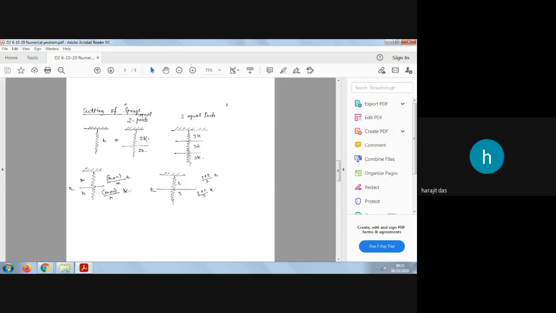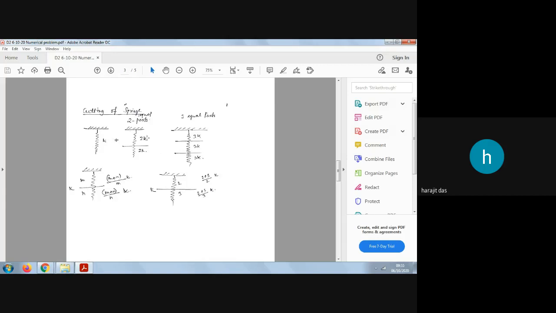If this spring of stiffness k is divided into two equal halves, then its stiffness becomes twice, 2k. So the individual part stiffness will be 2k, 2k when it is divided into two equal halves. Their stiffness will be doubled.